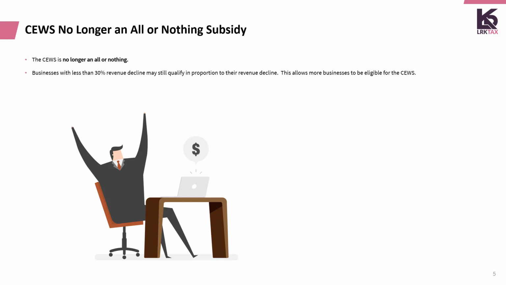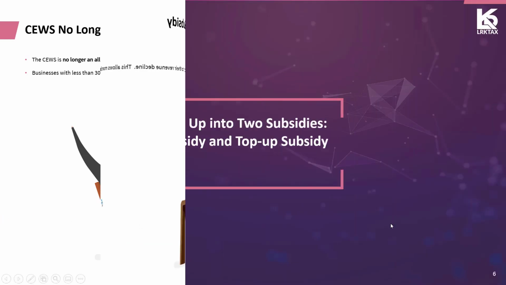And this is way more beneficial to a lot more businesses, such as this particular guy here, whose head's a little bit too small for his body, but he doesn't care because probably he was a business who didn't have a 30% revenue decline. He might have had a 25 or 20% revenue decline test. And now he's eligible to get something.